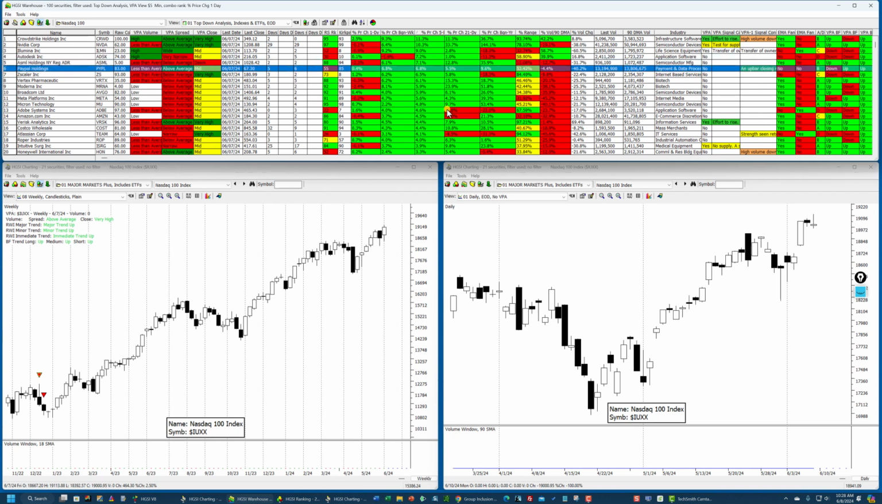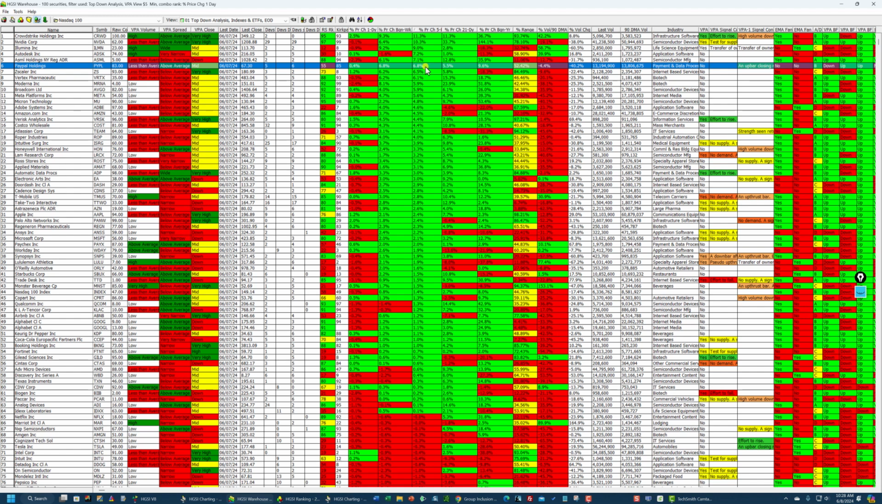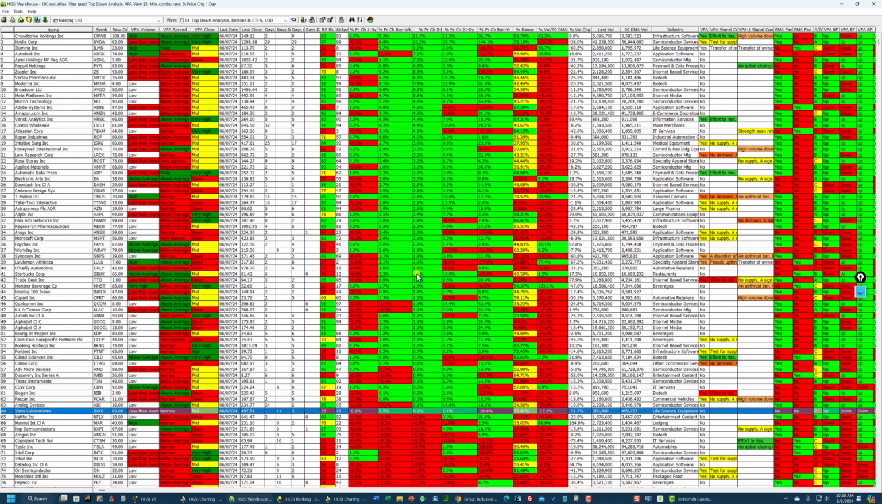So this is where the strength was, and I'm going to make this full screen here. And going down here, looks like 64 of the 100 stocks were positive for the week.